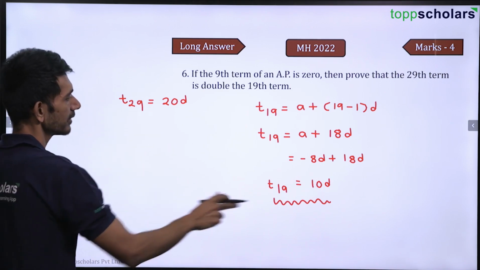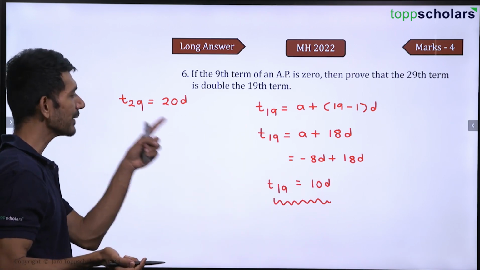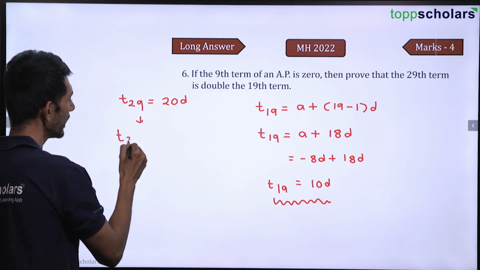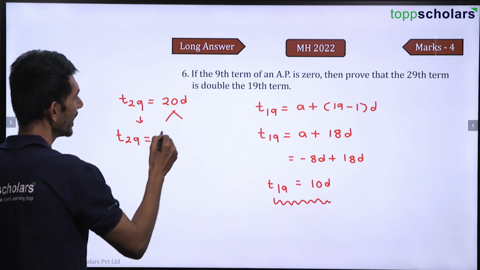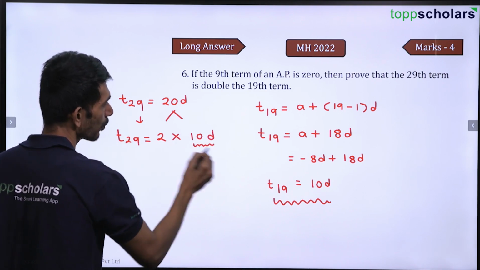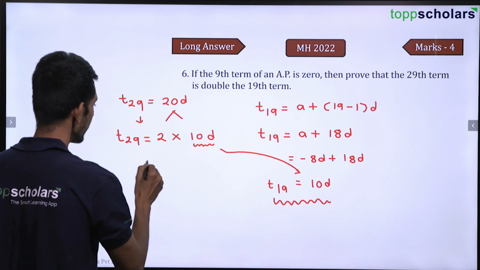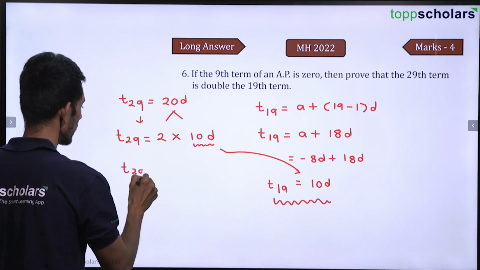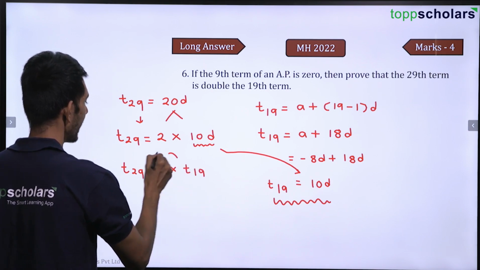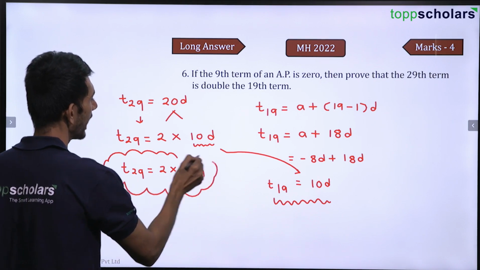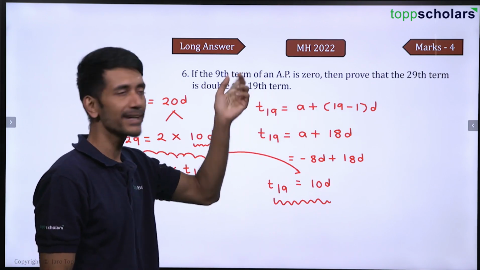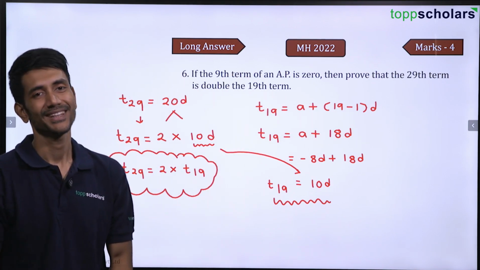Now understand the relation here. This is 10D, this is 20D. So can I say T29 is double of T19? Obviously yes. So what I'm doing is I'm breaking this down. T29 is equal to 20D, which can be written as 2 into 10D. But what is 10D? T19. So we can say T29 is equal to 2 into T19. And hence we have proved that the 29th term is double of the 19th term, provided that the 9th term is 0. Easy and interesting.